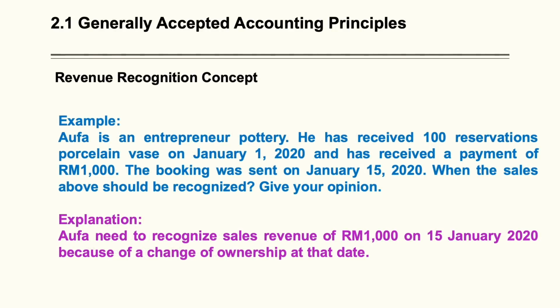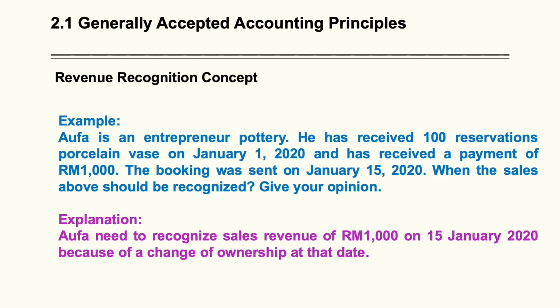Alpha is an entrepreneur of pottery. He has received 100 reservations of porcelain vases on 1st of January 2020 and has received a payment of RM 1,000. The booking was sent on January 15, 2020. When should the sale above be recognized? Give your opinion.